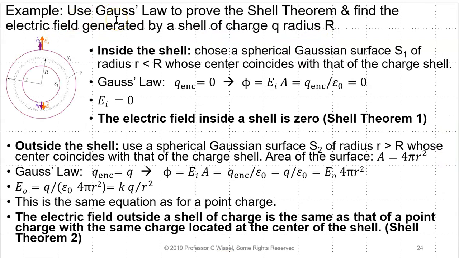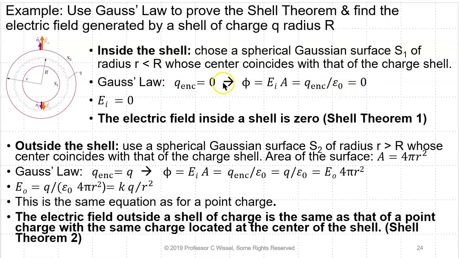Now we're going to use Gauss's law to prove the shell theorem and find the electric field generated by a shell of charge Q of radius R. This gray area here, this faint gray dotted area, is the shell of charge Q. Inside the shell, we choose a spherical Gaussian surface S1 of radius little r that's less than big R. Of course, big R is the radius of the shell. And the center will coincide with that of the charged shell to take advantage of the symmetry of the situation. Gauss's law says flux equals E_I times A, and that equals Q enclosed divided by epsilon naught, and that equals 0.